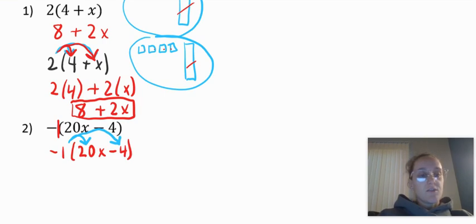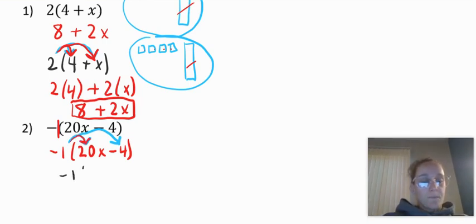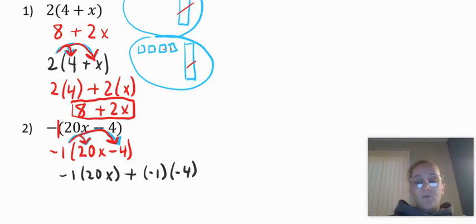So again, whatever's inside the parentheses, I take this front number, I'm going to multiply it by everything that's inside here. Okay, so I have negative 1 times 20x, and then plus, and then I have negative 1 times negative 4. So negative 1 times negative 4. And now I just want to multiply what I have. So negative 1 times 20x is negative 20x. And then negative 1 times negative 4 would give me a positive 4.